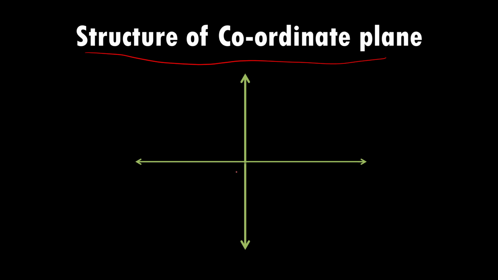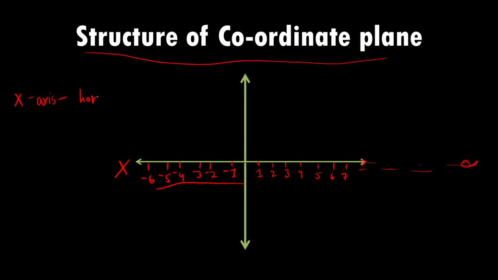Structure of coordinate plane. So this is the coordinate plane, and in here we have markings, which can be 1, 2, 3, 4, 5, 6, 7, and so on. This arrow represents that the line will go all the way till infinity. Same here, it will be -1, -2, -3, -4, -5, and -6. This will show, so these are all negative numbers. So this is known as the x-axis. So x-axis is horizontal.